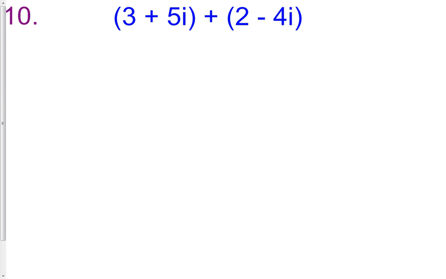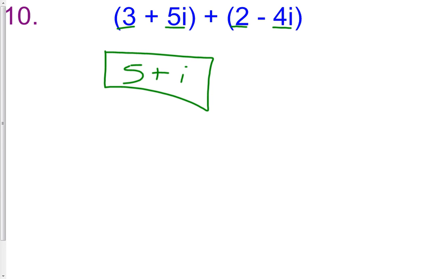Such as adding. When we talk about adding, we talk about combining like terms. So we can only add i's with other i's and constants with other constants. So we could only add 3 to other constants, which would be 2. 3 plus 2 is 5. And you can only combine i's with other i's. So 5i minus 4i is 1i. Same thing, 5 plus 1i. And this is our answer for problem number 10.